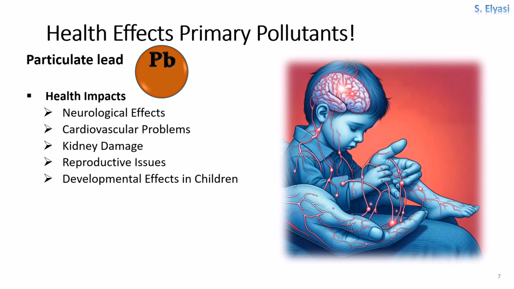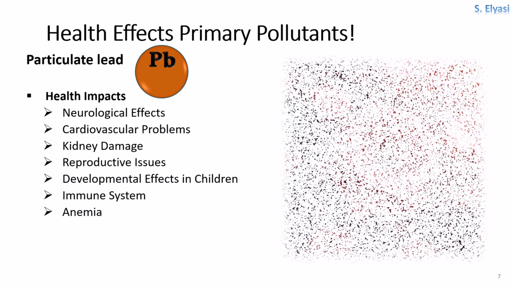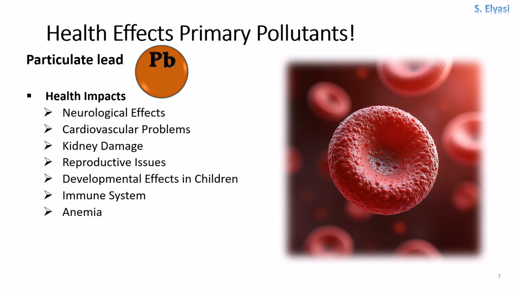These effects can be long-lasting and severe, often irreversible. Immune system: lead exposure can impair the immune system, making individuals more susceptible to infections. Anemia: lead interferes with the body's ability to produce hemoglobin, the oxygen-carrying component of red blood cells, leading to anemia.